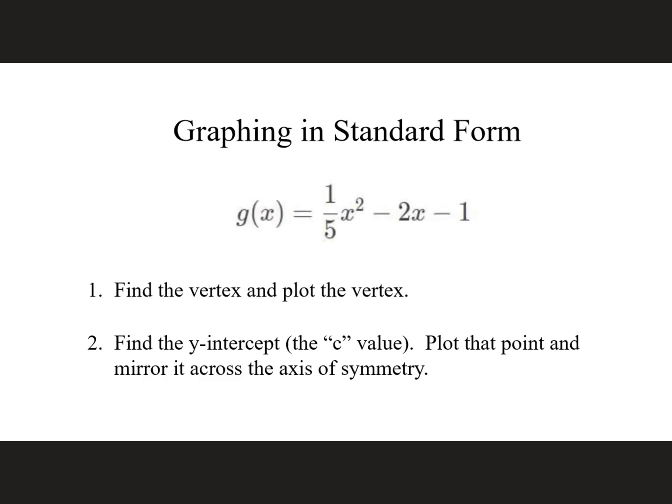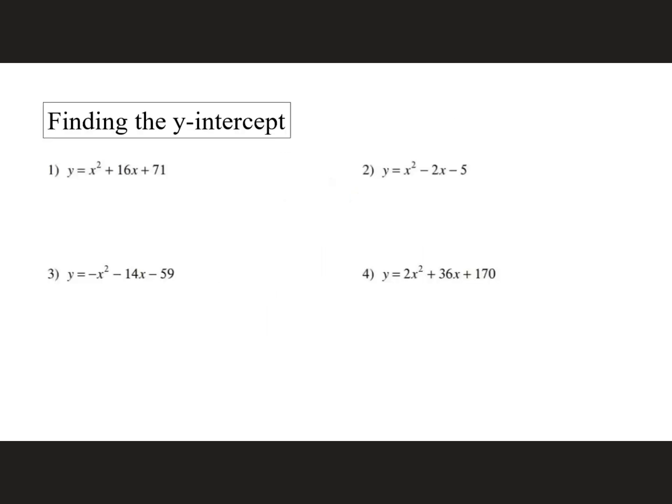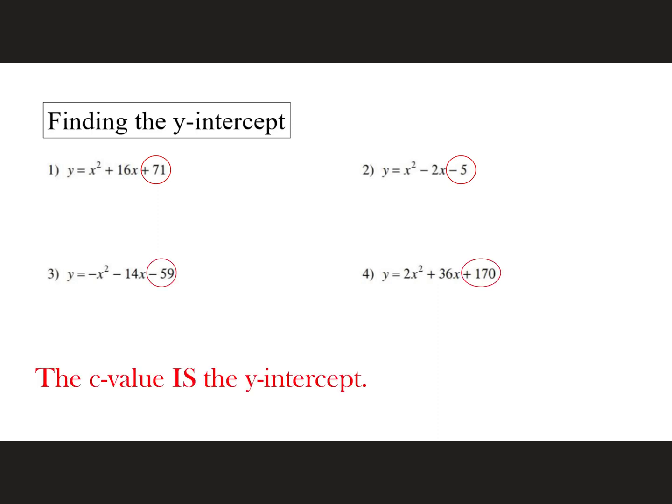All right, let me remind you, there are 2 key players to graph this. First of all, I have to find the vertex, and next I have to find the y-intercept. Oh my goodness, how hard is that going to be? Can you find the y-intercept of these 4 functions? There it is, there it is, there it is, and there it is. In fact, the c value, just like we mentioned in an earlier video, the c value is the y-intercept. So that made that one easy.